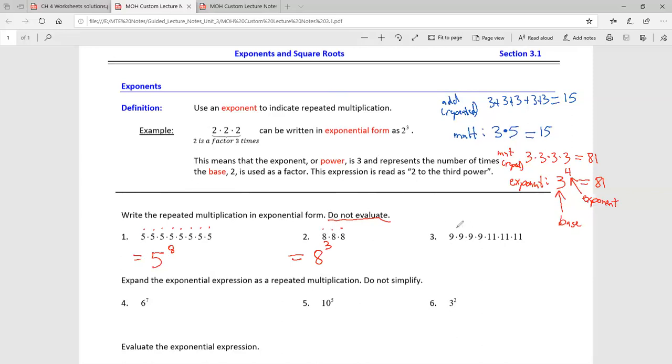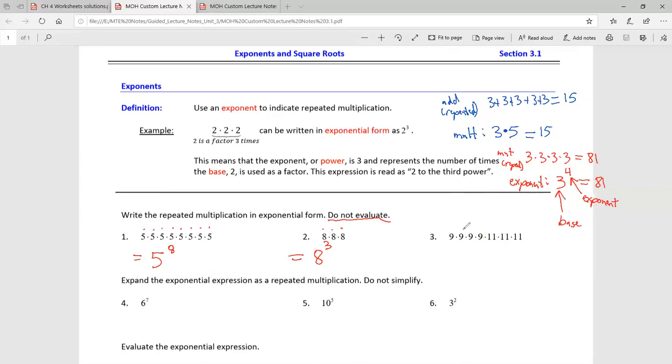Number 3: 9, 9, 9, 9, 11, 11, 11. Wait a minute, this is different. There's a little separation here. Here's a bunch of 9s, here's a bunch of 11s, and now fun fact, they don't have to be grouped this way. It could be 9, 11, 9, 9, 11, 9, 11. So you might want to group them if that were the case so that you can more easily count them. So this little squiggle is just me visually separating it. I'm going to erase it though, just so you don't think it's part of the problem.